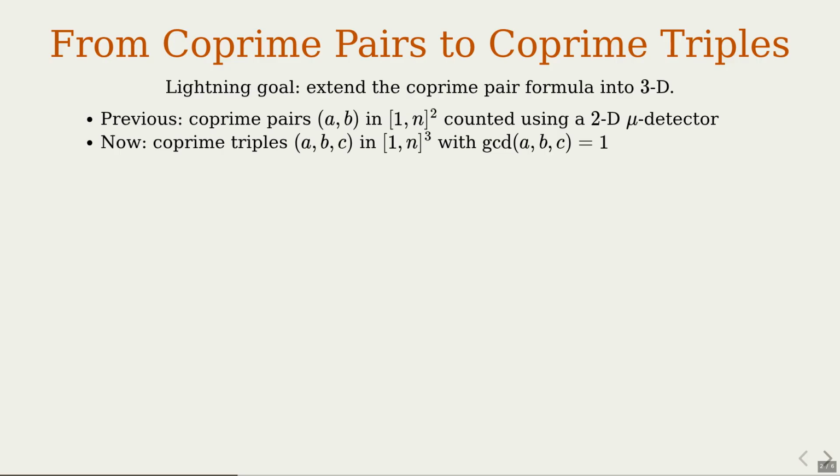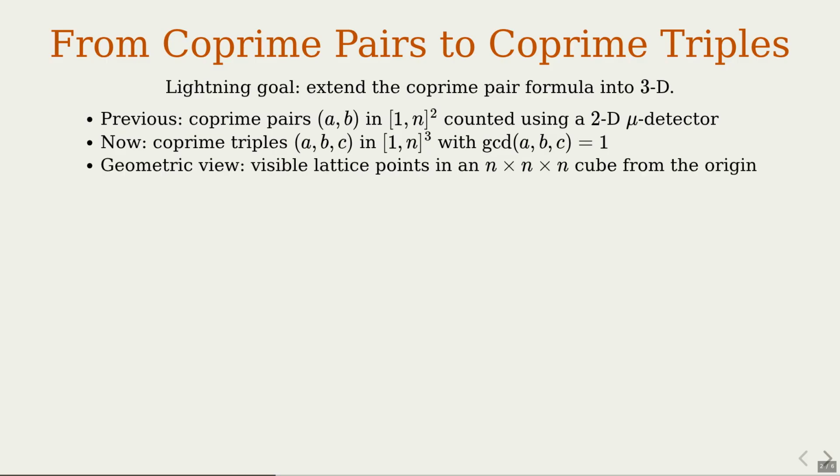Exactly. We now care about three numbers at a time and whether they share any common prime factor. Think of all integer points in a cube from 1 to n in each direction, and shine a light from the origin so that only the visible points correspond to coprime triples. So T of n will play the same role for triples that our old function did for pairs. Next, we will reuse the same µ-Detector idea, but now apply it to the greatest common divisor of three numbers at once.